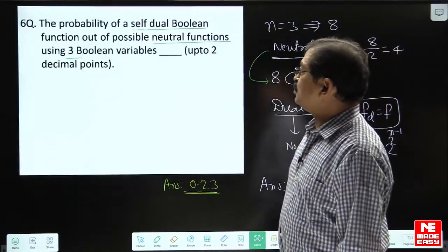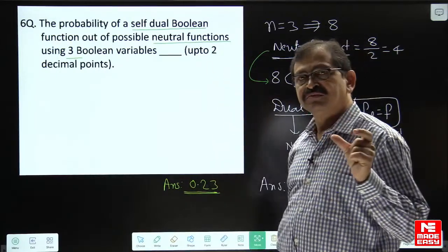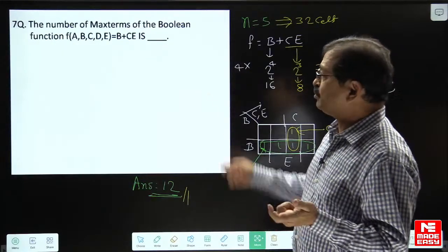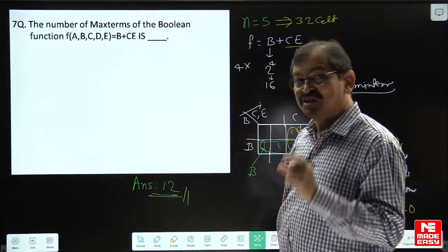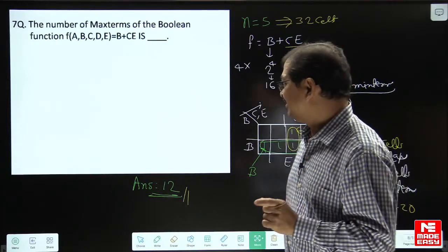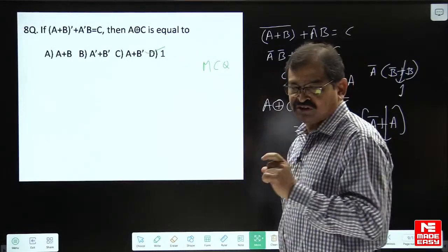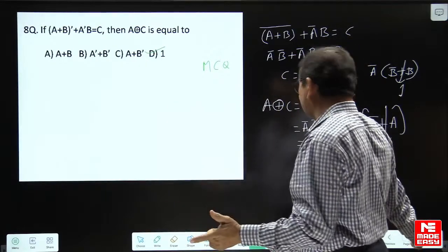Coming to this, it is talking about the neutral functions. It is talking about self-dual functions, right? Coming to this, it is talking about the K-map knowledge, right? So coming to this, it is a simplification using Boolean algebra properties.